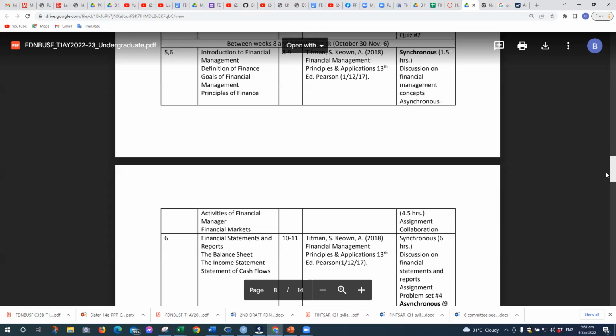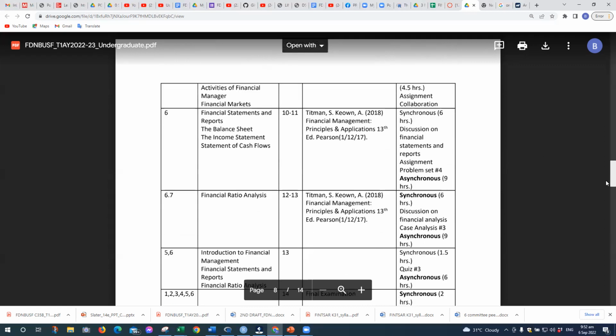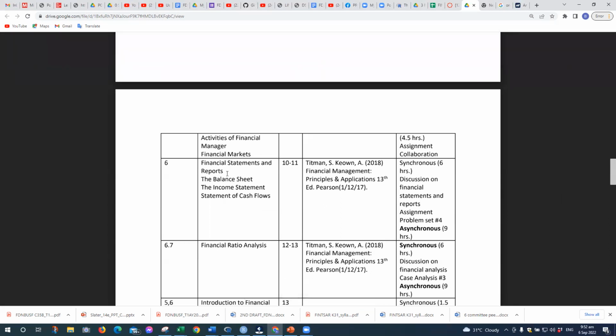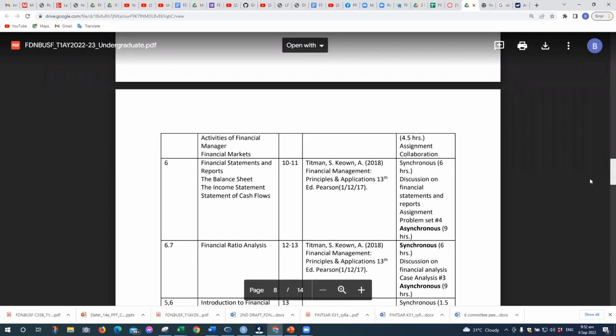So what's finance? What is the goal of financial management, and what are the different principles of finance? What are the activities under finance? And we'll take a look at what the markets in finance are. And then the rest will be focused on an appreciation of financial statements: the balance sheet, the income statement, statement of cash flow.